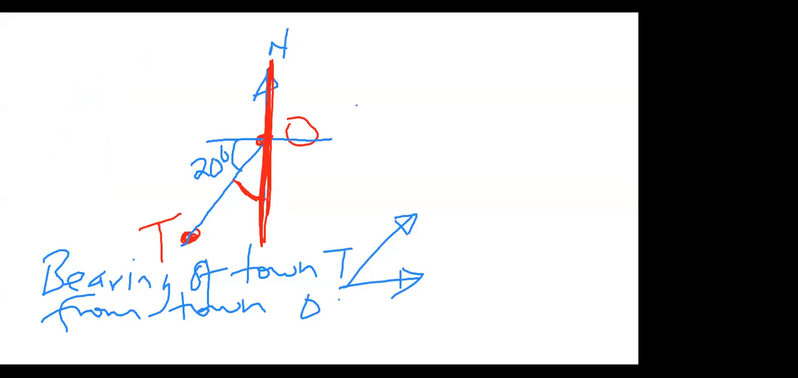So if this angle here is 70 degrees, using the first method of reading bearings, you can write the answer to the question, bearing of town T from O, as south 70 degrees west, because this is south, this is west, this is east. That is one way. That is using the compass bearing method.